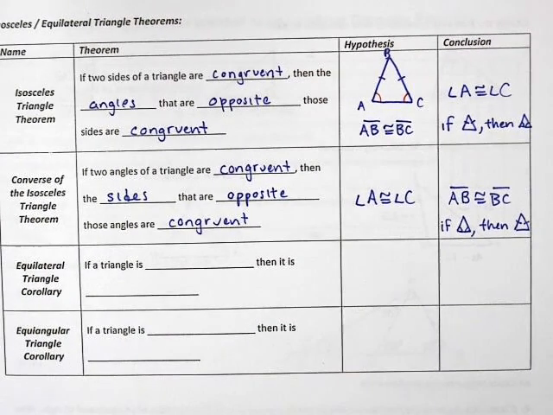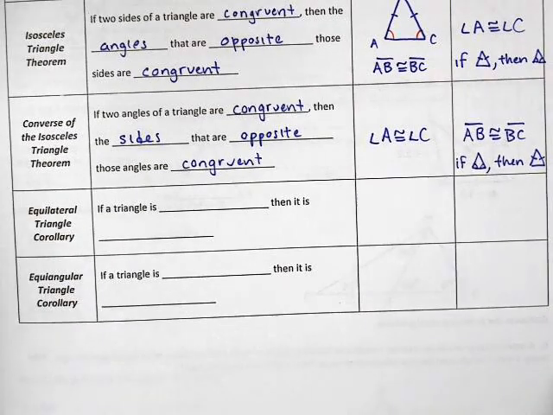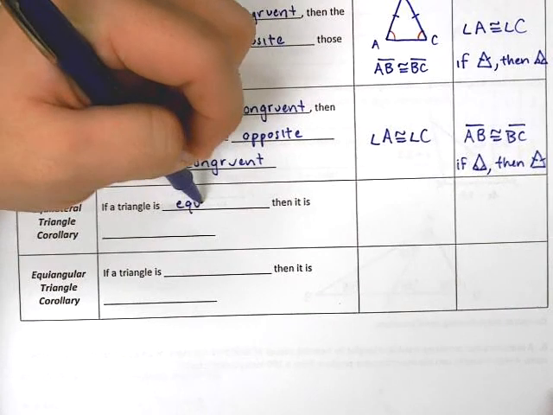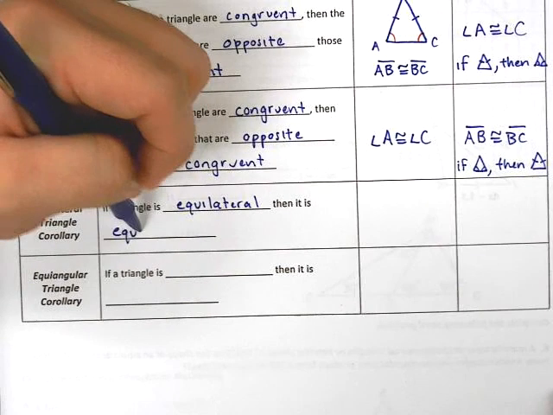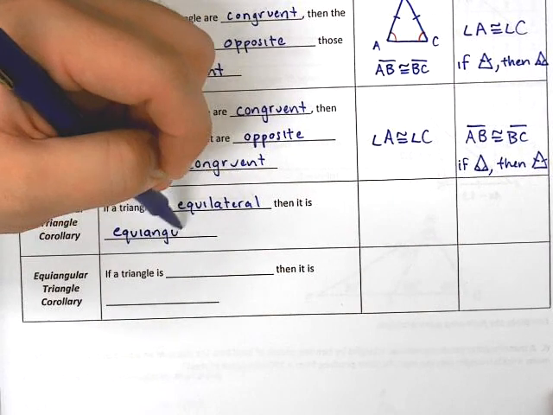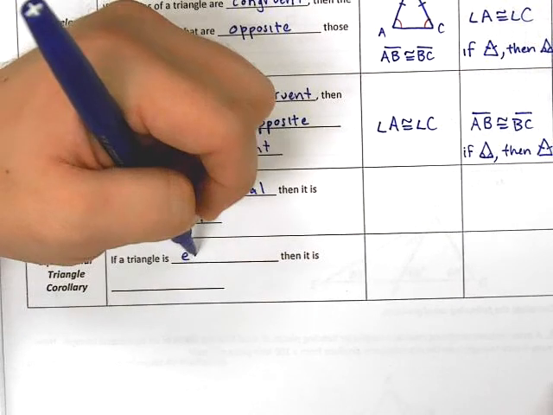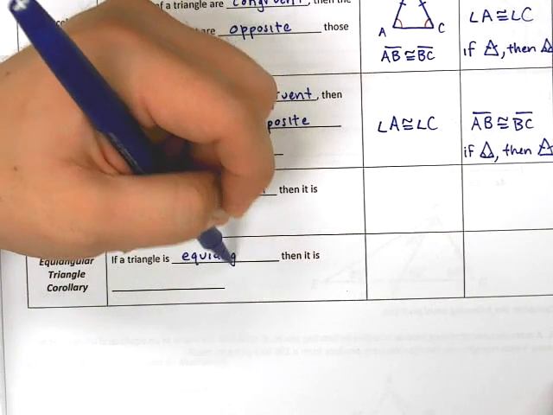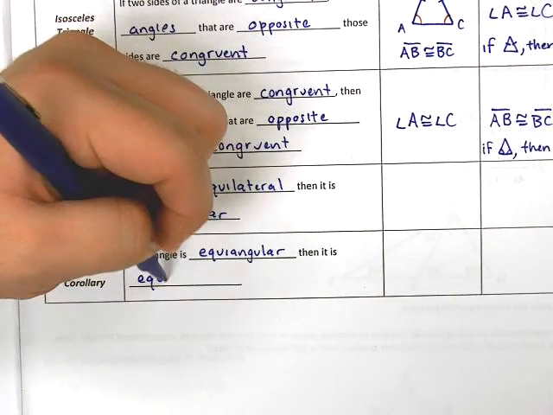All right, almost done. Okay, if a triangle is equilateral, then it is equiangular. Also, if a triangle is equiangular, then it is equilateral.